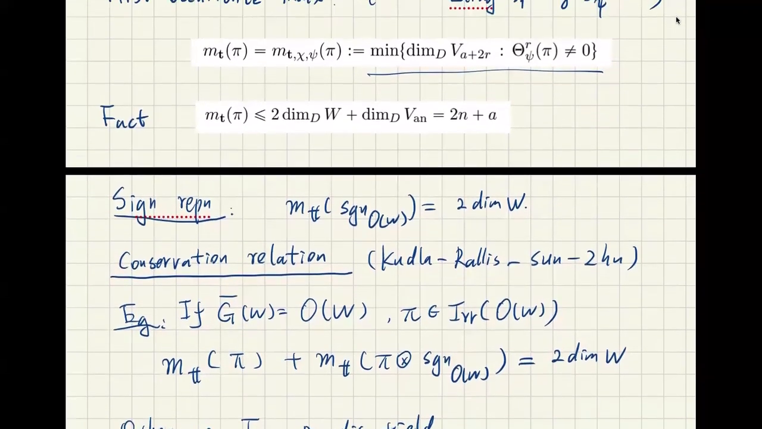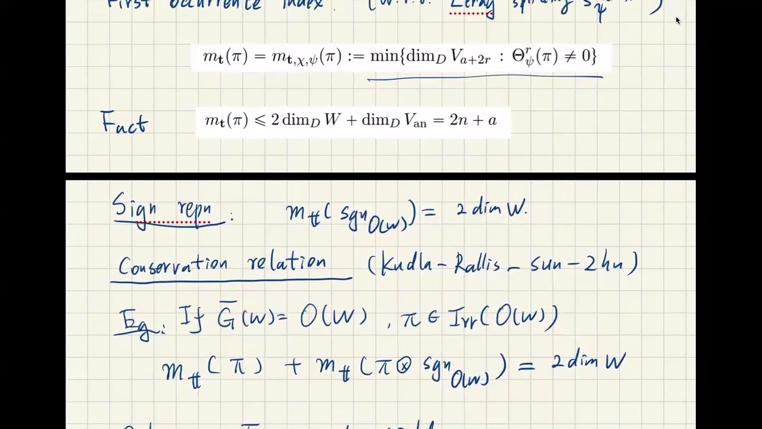So if W is symplectic and V is orthogonal, yes. You have the sign representation. Actually, the first occurrence for the orthogonal group is 2 times the dimension of W.